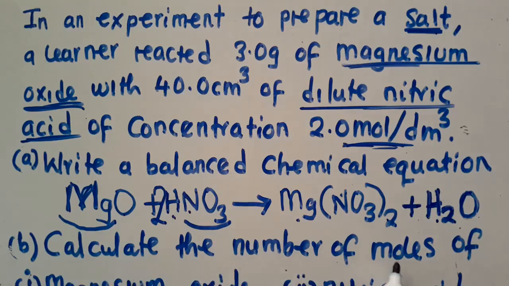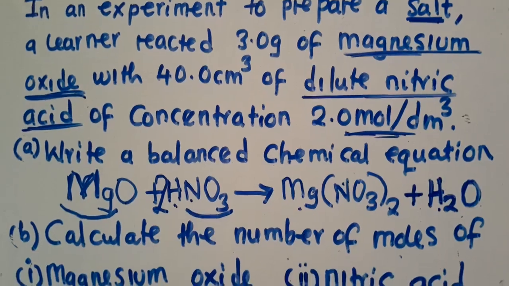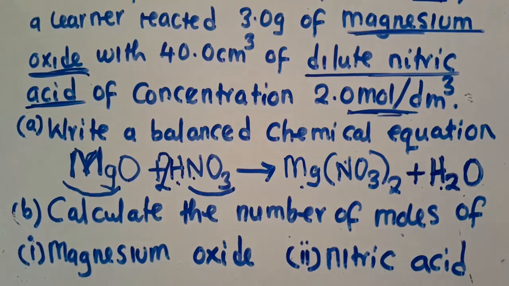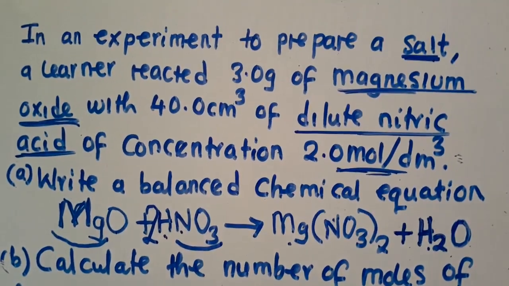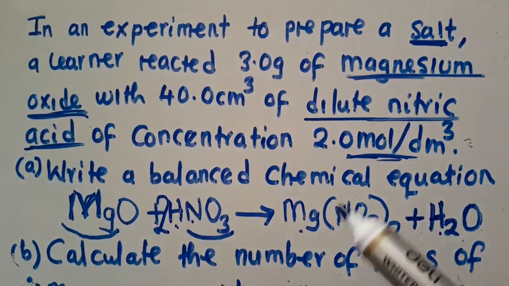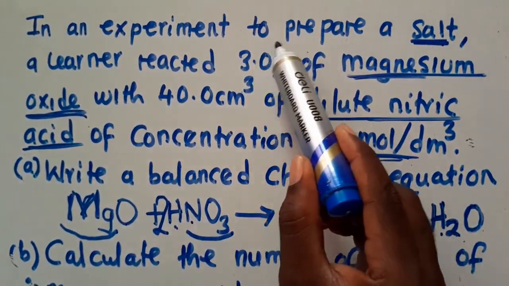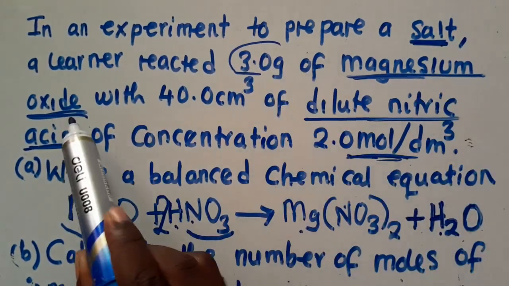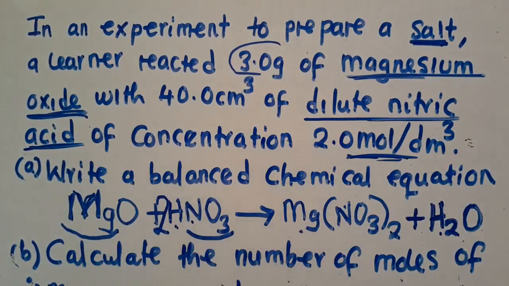Calculate the number of moles of magnesium oxide. So how can you calculate the number of moles for magnesium oxide? So where is magnesium oxide in the question? Magnesium oxide in the question is just here. So we are told that what? 3 grams of magnesium oxide.